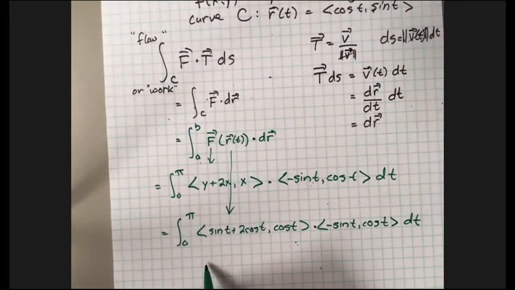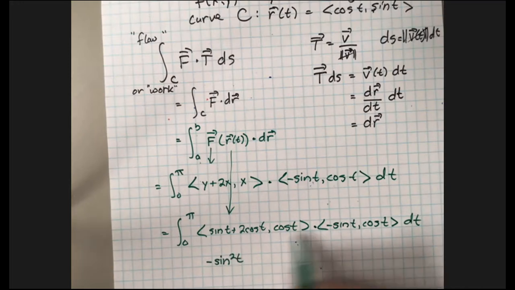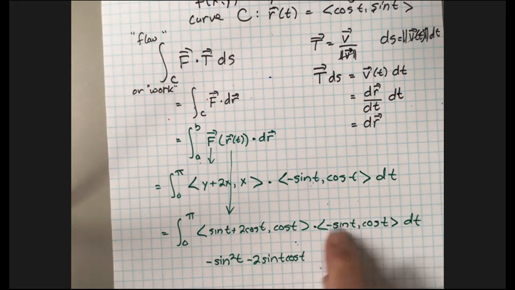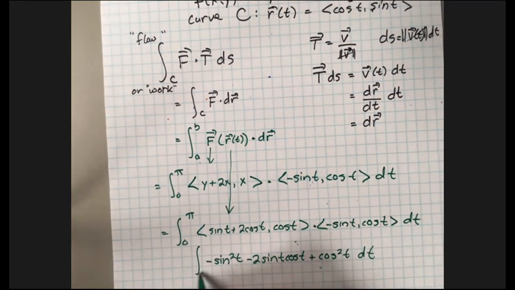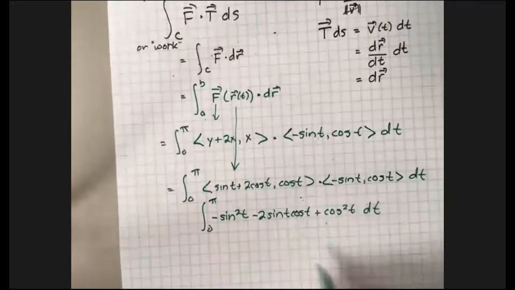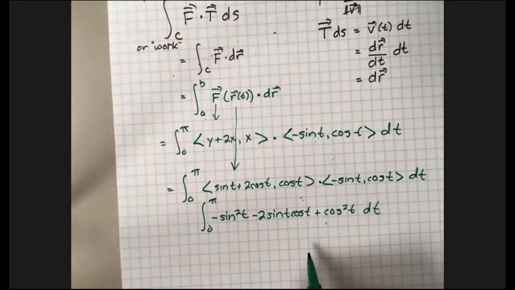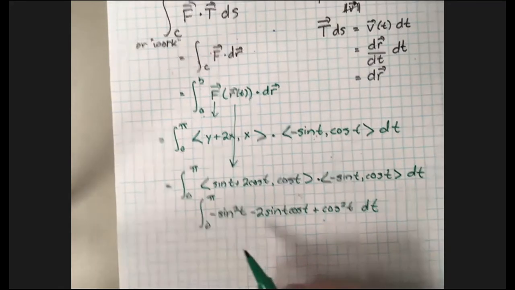When I do that dot product, I get a minus sine squared t minus 2 sine t cos t. That's the first slot times the first slot, but then I add the second slot times second slot plus cos squared t dt. And now I integrate from zero to pi. And this is going to simplify in some ways. I think it's going to simplify too much, but that's okay. That's life.